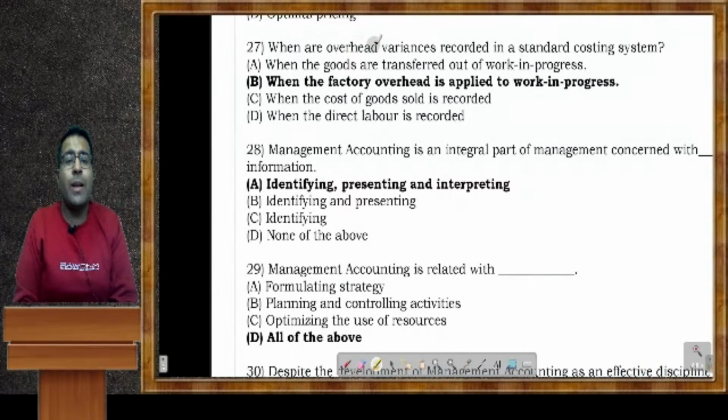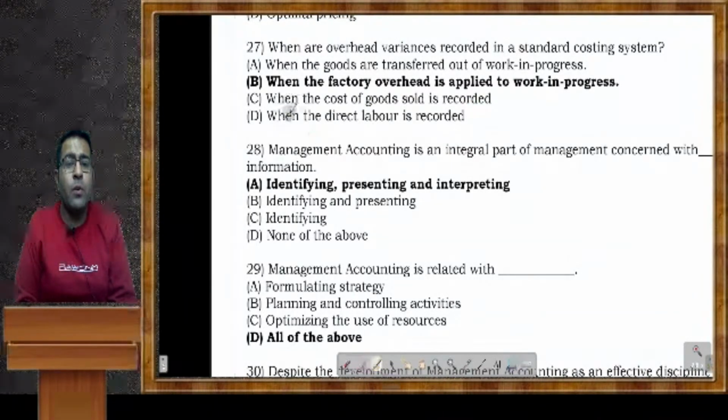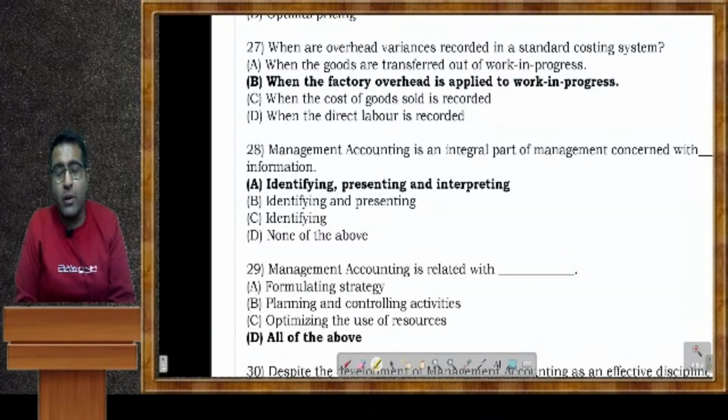When are overhead variances recorded in a standard costing system? When we record overhead variance, okay, these are the methods. When the goods are transferred out of work in progress? No. When the factory overhead is applied to work in progress? When the cost of goods sold is recorded? When the direct labor is recorded?